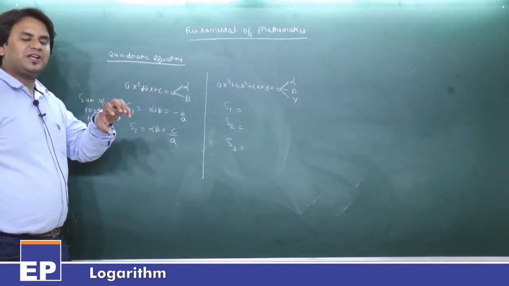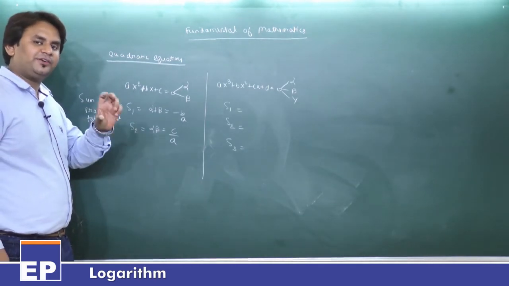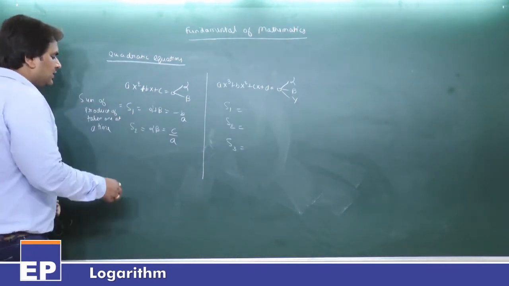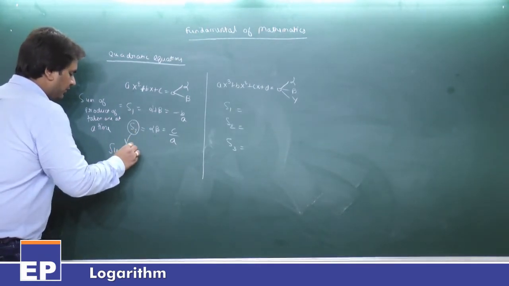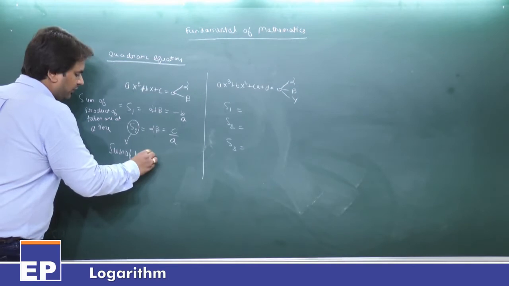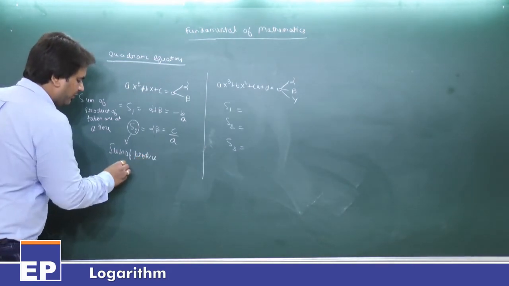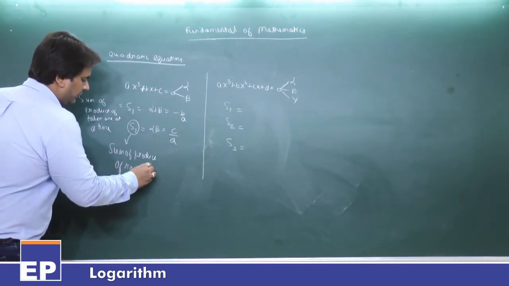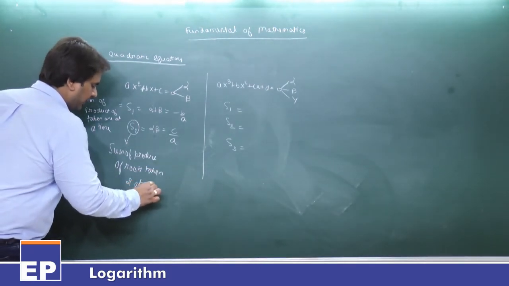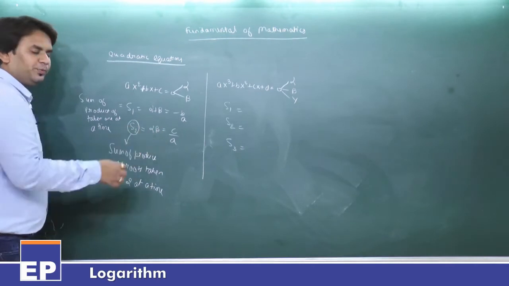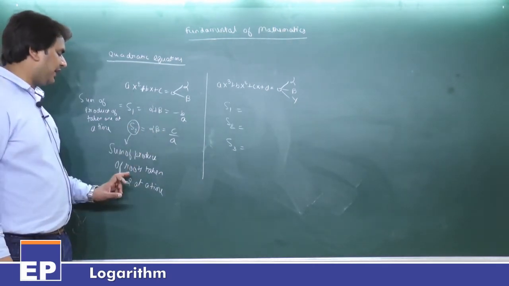You have to take the roots one at a time, take their products one at a time and then sum them. What is S2? S2 is the sum of the product of the roots taken 2 at a time, which means alpha into beta.